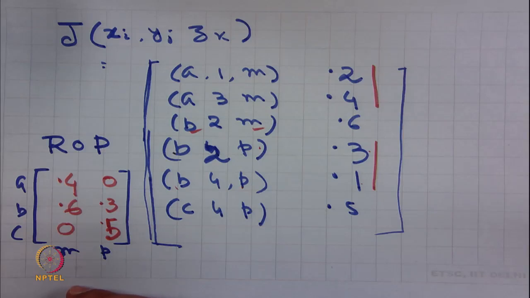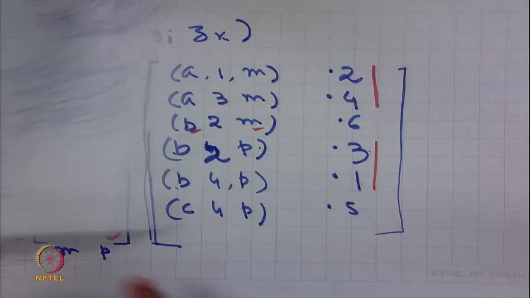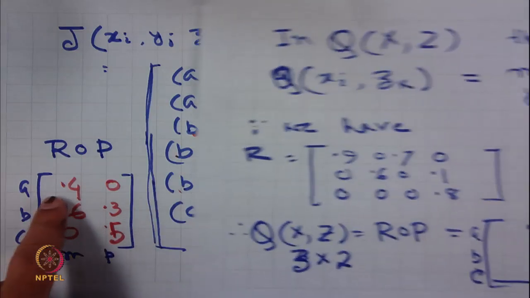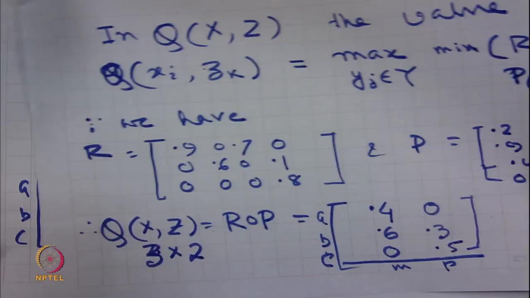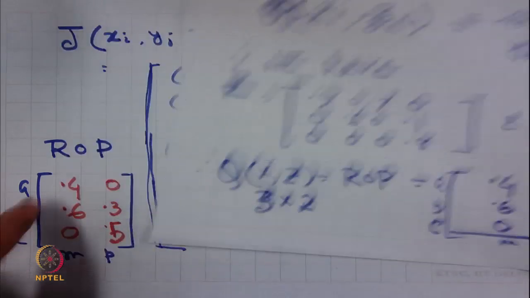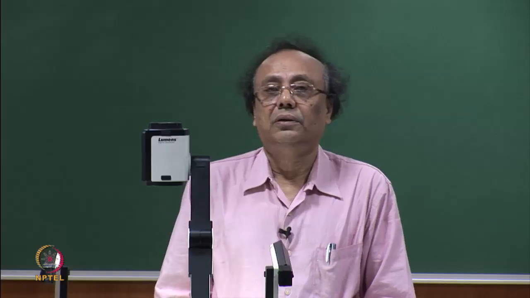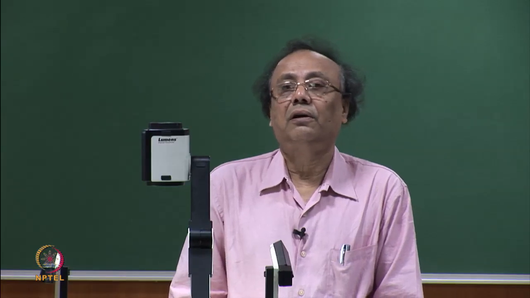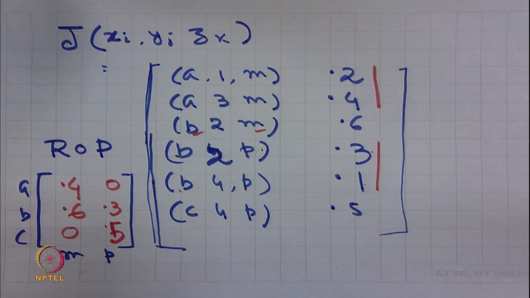We are claiming that it is going to be R composed with P. Actually we have computed the composition of R and P, and we have got this matrix, and if we compare these two, we can see that we are getting the same matrix back here: 0.4, 0.6, 0.3, 0.5. So, join and composition are not completely independent. We can easily get the join operation from the composition as well.